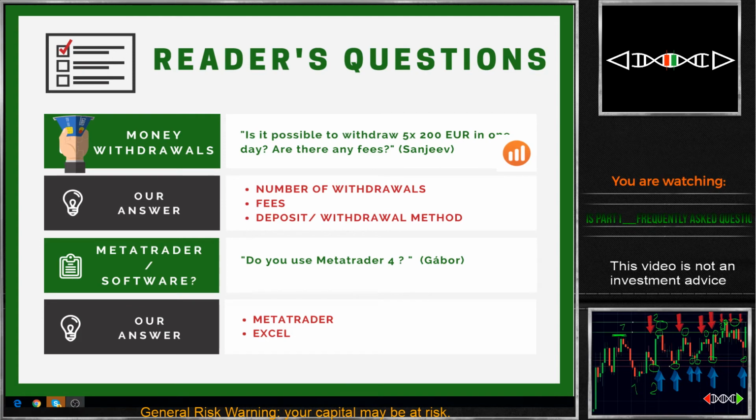Just be aware that there is a standard currency conversion rate, but that's very standard, and it's not charged by IQ Option, it's charged by your bank. Deposit and withdrawal method. There was also a question asking how much you can deposit via credit or debit card, and why can't you withdraw your winnings onto your credit or debit card.